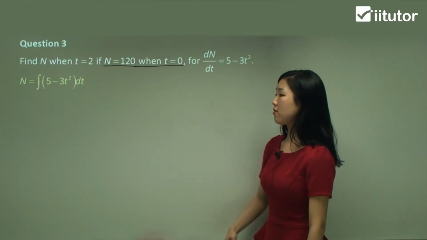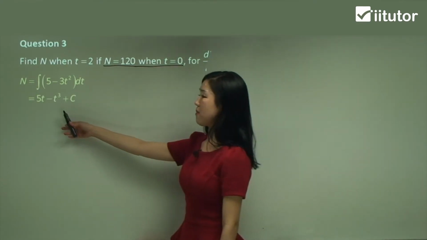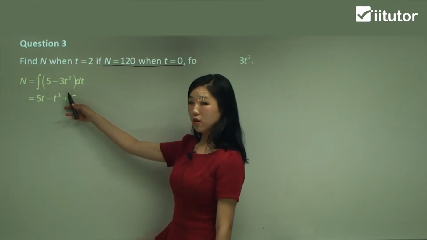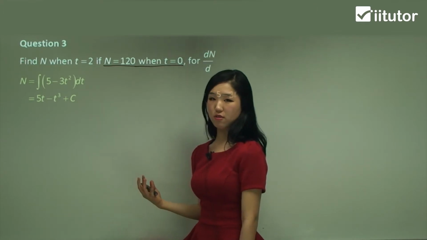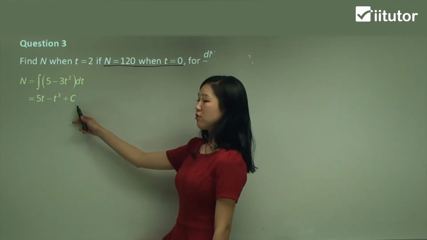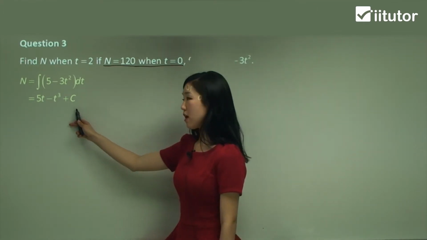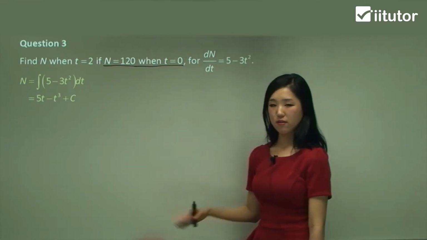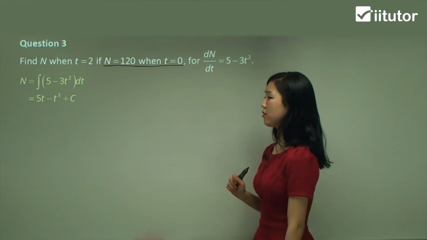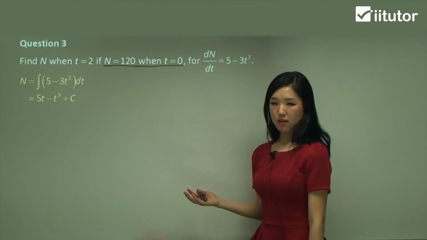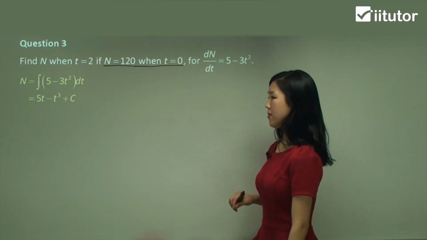So just use your integration skills. You should get 5t minus t cubed. So I won't go through the integration. You should all know your integration very well. And make sure you always plus c. If you forget your plus c, you lose marks heavily. So make sure you don't forget that. And we need to find c though. We can't just leave it in terms of c. We have to find what that c is.